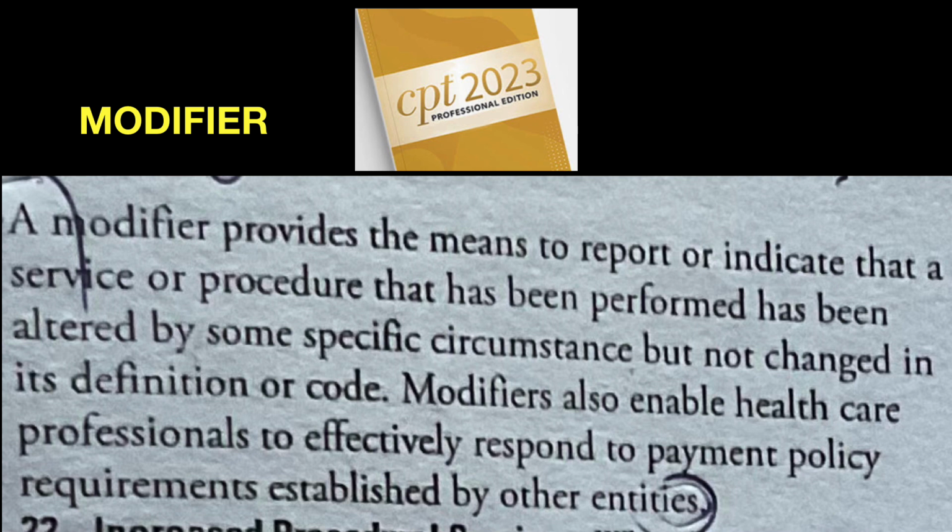Along with certain CPT codes, we are using modifiers. Why? The already performed procedure has been altered in specific circumstances. In that situation, we are appending modifiers in order to indicate that particular change. But appending a modifier doesn't change the meaning or definition of the code.